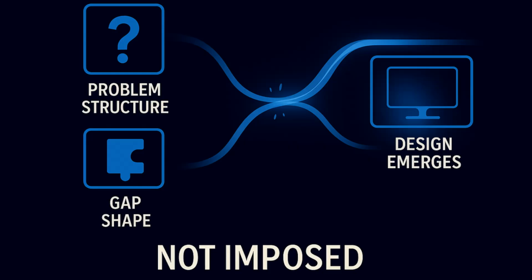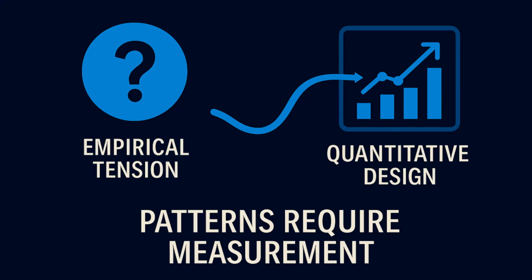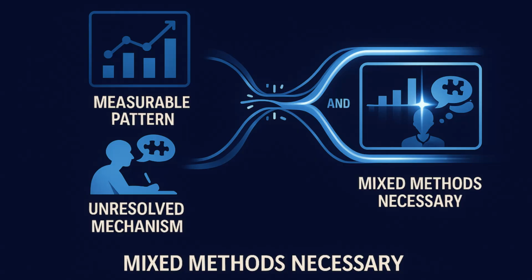These wrong-to-right comparisons clarify the central principle that guides every methodological decision. A design cannot be imposed on a study. It must emerge from the structure of the problem and the shape of the gap. When the tension is experiential, the design becomes qualitative. When the tension is empirical, the design becomes quantitative. When the tension contains both a pattern and a mechanism, the design becomes mixed methods.